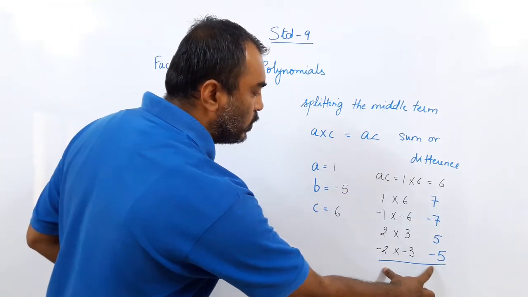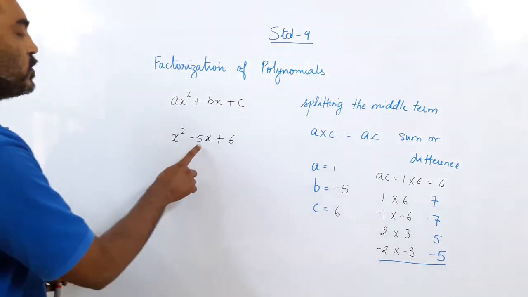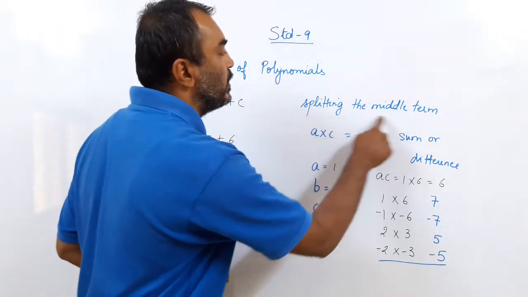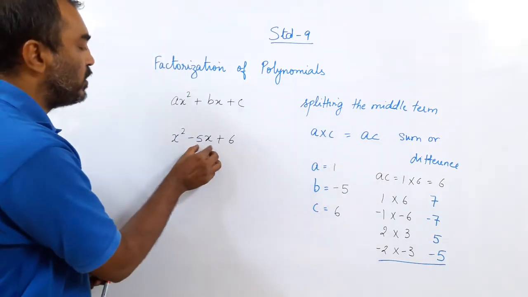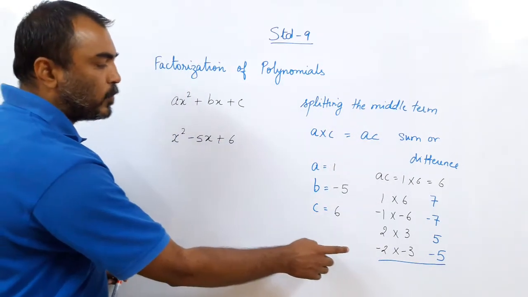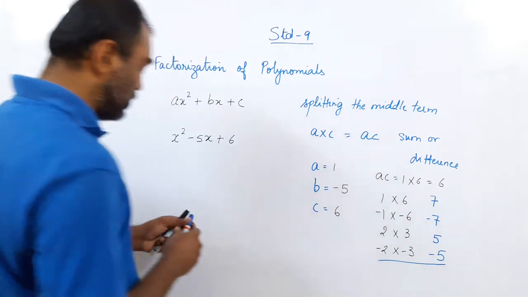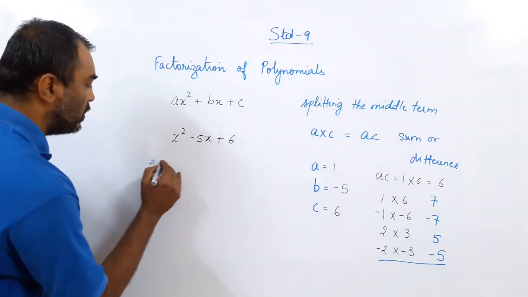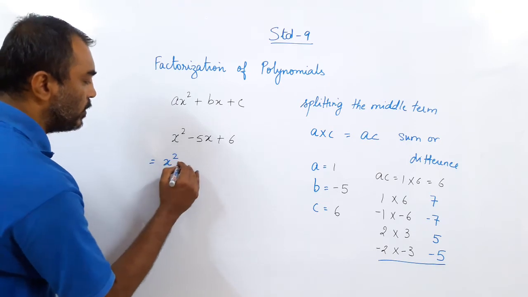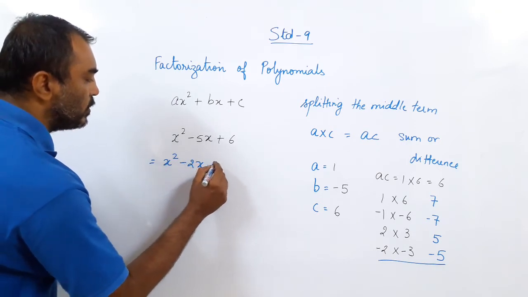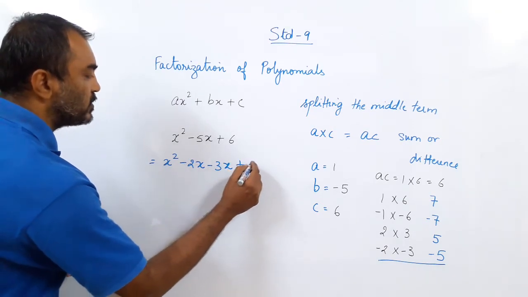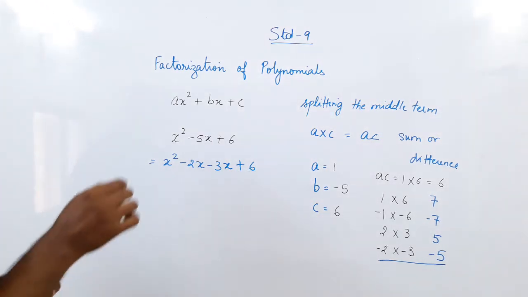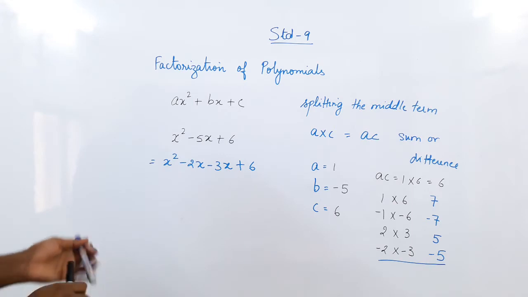So now what are we going to do? This minus 5, which was the b, we have to split, and that is why the method is called splitting the middle term. I am going to split this middle term. What am I going to split it into? Minus 2 and minus 3. So now I will write this is equal to x square minus 2x minus 3x plus 6. So you can see what I have done here. I have split the middle term.